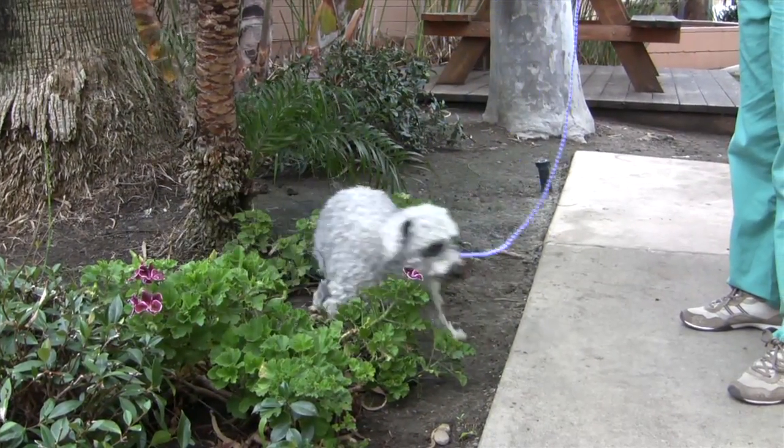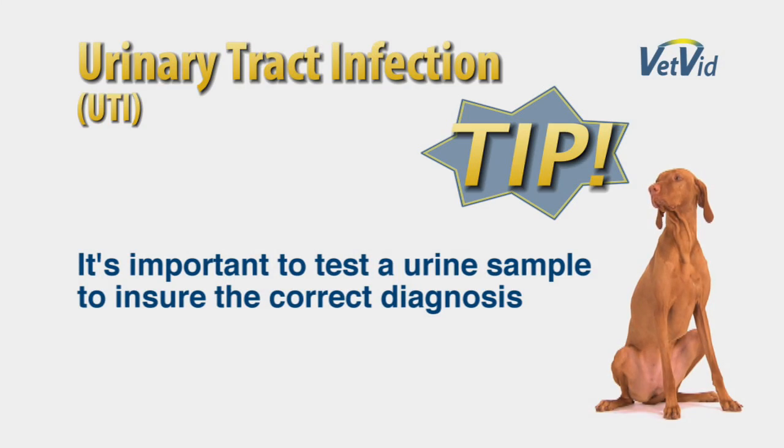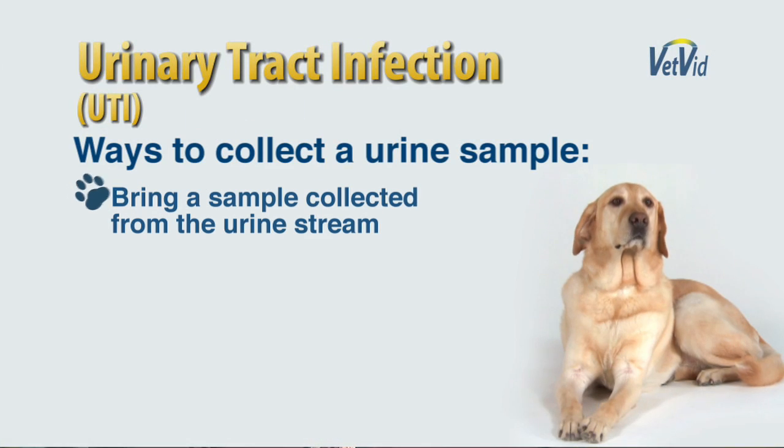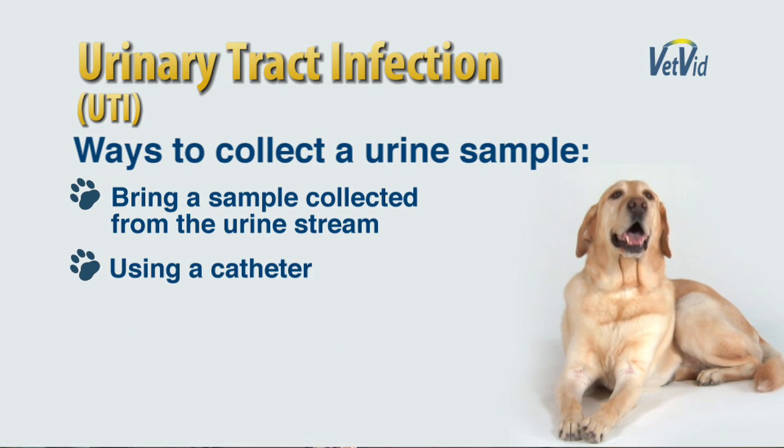To diagnose urinary tract infection, it will be based on the clinical signs that your dog will show. But it's always important to try to get a urine sample to be able to get a correct diagnosis. If there's evidence of infection, it would be a good idea to get a culture of the urine as well. Collecting the sample can be done in various ways. You can either bring a sample into your veterinarian or they can collect one using a catheter.